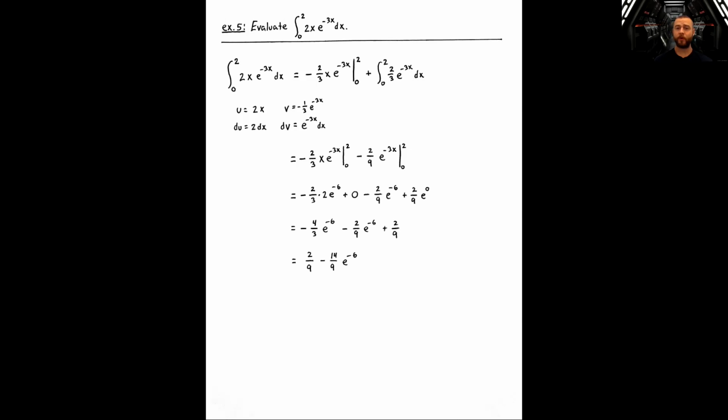Notice in that first term that we're evaluating, negative 2/3 x e to the negative 3x. When you plug in x equals 0 to that, it kills off that whole term. Be careful with the last term being evaluated, the 2/9 e to the negative 3x. There is no factor of x in front of the exponential function. So when you evaluate that at x equals 0, you get e to the 0, which is 1, not 0. So just be careful and take your time, check your signs, and you have some like terms here, e to the negative 6 powers that you can combine together. Here we get our exact value, 2/9 minus 14/9 times e to the negative 6.